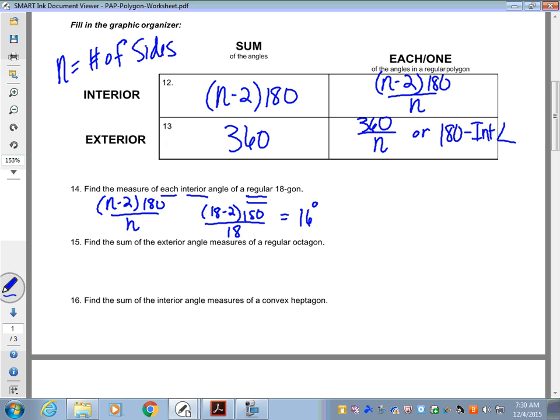Okay, and then because it says find the sum of the exterior angles of a regular octagon, understand if I say sum of exterior, it's always 360. That's it. There's no formula for that. You just got to remember every shape, the sum of the exterior is 360. And I'll show you a little animation of that in class on Monday if necessary.